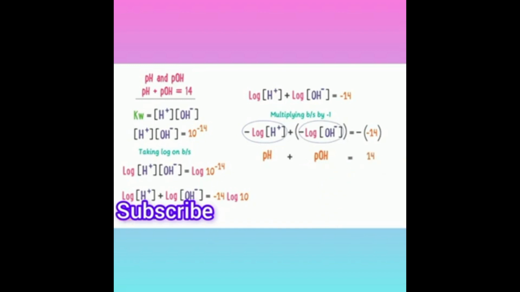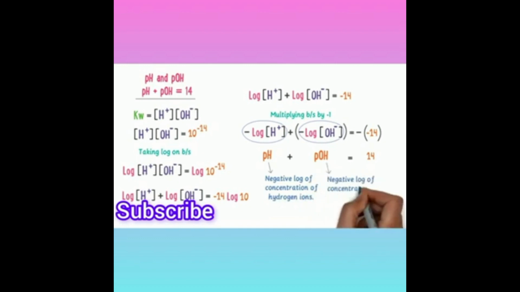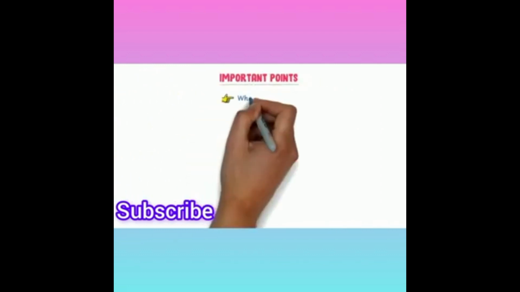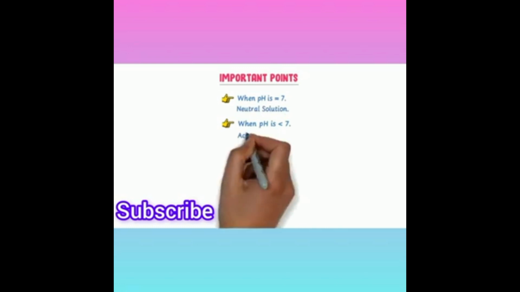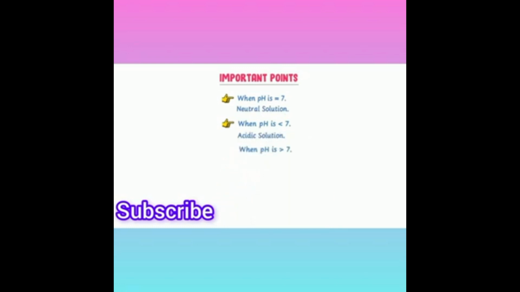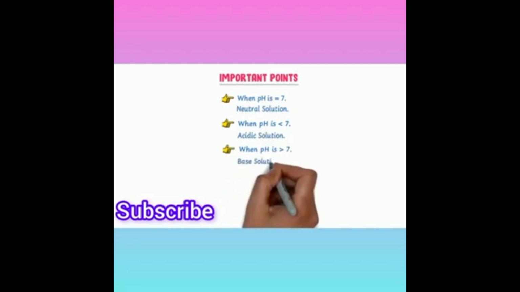Here, let me ask you, what is meant by pH and what is meant by pOH? Can you answer these questions? Well, pH means negative log of concentration of hydrogen ions, while pOH means negative log of concentration of hydroxide ions. So remember these definitions of pH and pOH. Also, you should note down these important points. When pH of a solution is 7, then it is a neutral solution. When pH of a solution is less than 7, it is an acidic solution. When pH of a solution is greater than 7, it is a base solution.